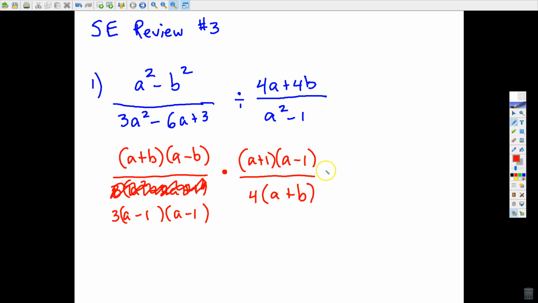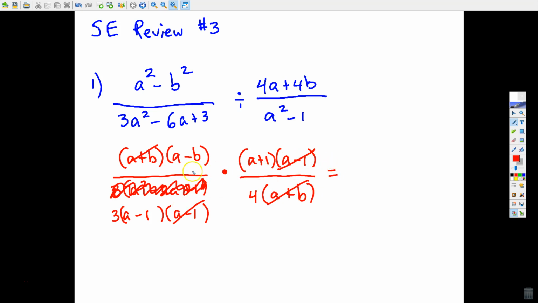plus b. Okay, now that everything is factored, for division, we always have to remember to flip the second or the right fraction. And now we look to cancel. Remember, you can cancel factors. That's the purpose for factoring. We can cancel factors either diagonally or vertically within a fraction. So let's see what matching factors we have. A minus 1, we have a plus b, and I believe that's it.